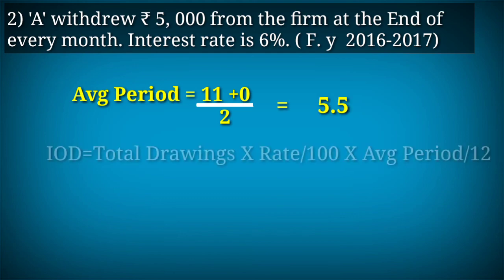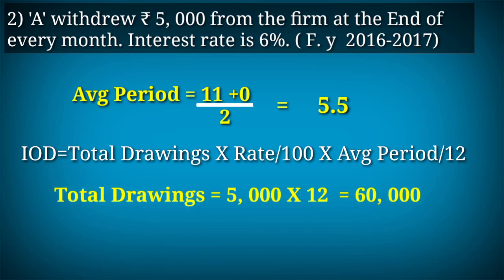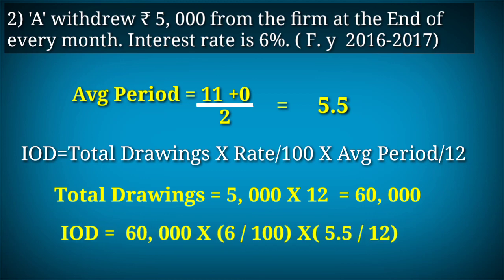Okay. Then next we have to calculate interest on drawings. Interest on drawings equal to total drawings into rate divided by 100 into average period divided by 12. Total drawings equal to 5,000 into 12, the amount would be 60,000. So interest on drawings equal to 60,000 into the rate 6% into average period 5.5 divided by 12. That's equal to 1,650. These are the 3 cases on monthly drawings method.